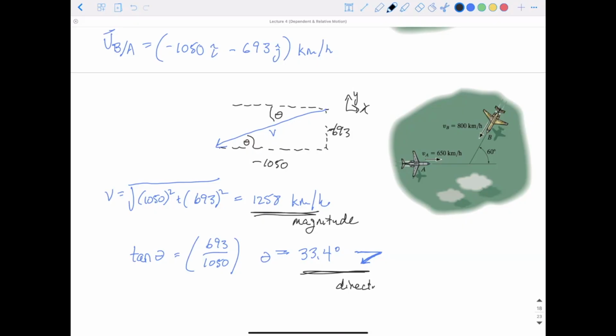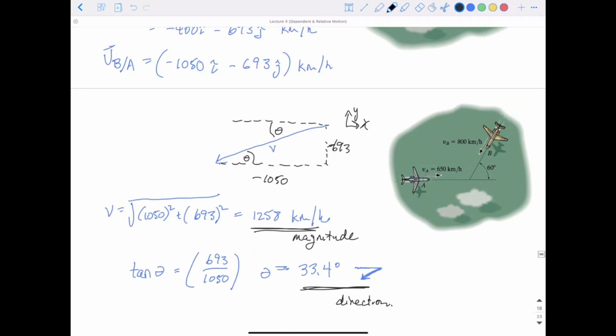Sir, regarding tests and midterms, for the final answer, would you want it in 3 sig figs? So like for example, 1,258 kilometers per hour could be 1.26 times 10 to the power of 3.